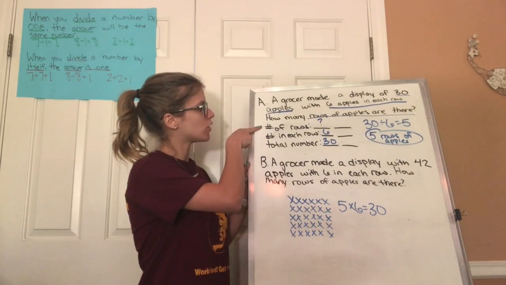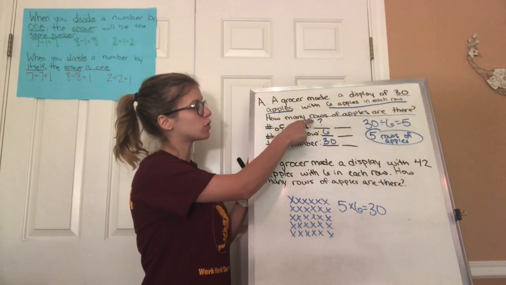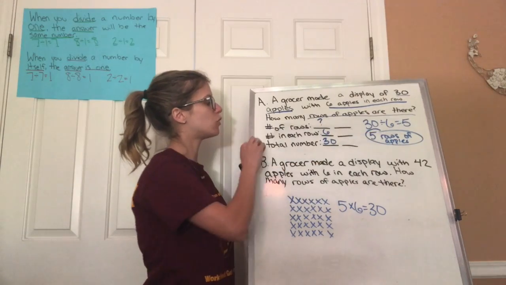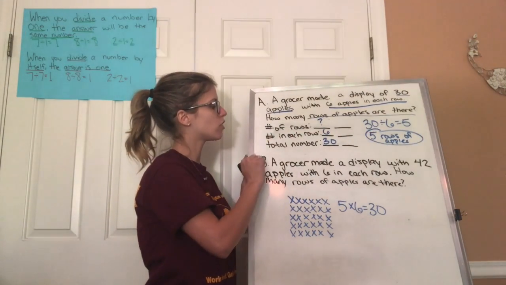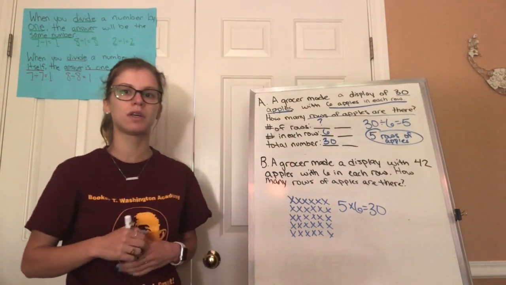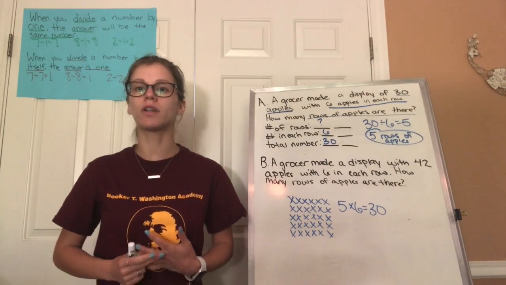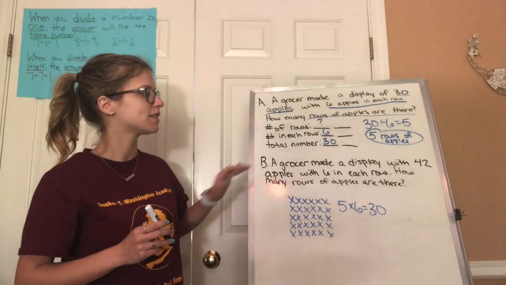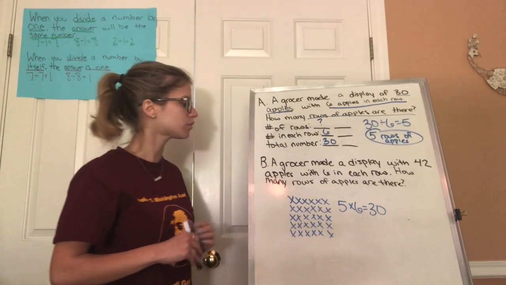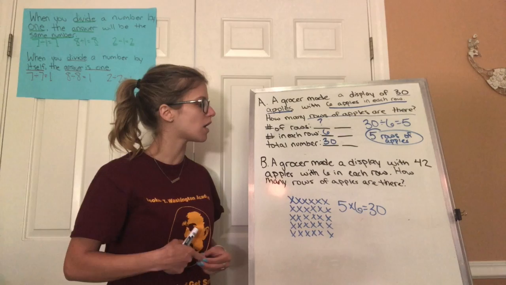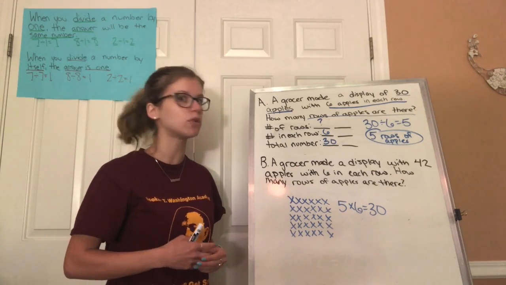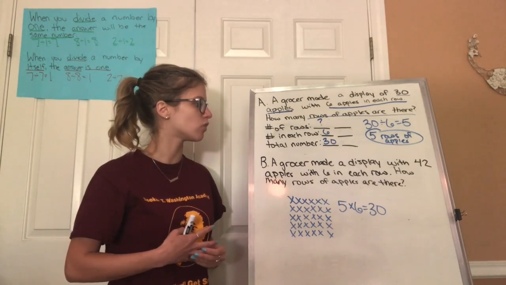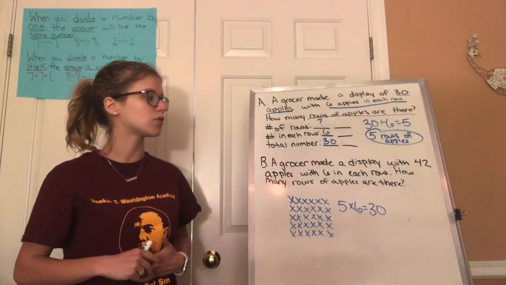So we still have the notes of how many rows, which we had to figure out, which was 5 rows of apples. There were 6 in each row, and there were 30 total apples. Now I have a problem that I want us to focus on: how can we use this problem to help us solve this new problem? So it says, a grocer made a display with 42 apples with 6 in each row. How many rows of apples are there?